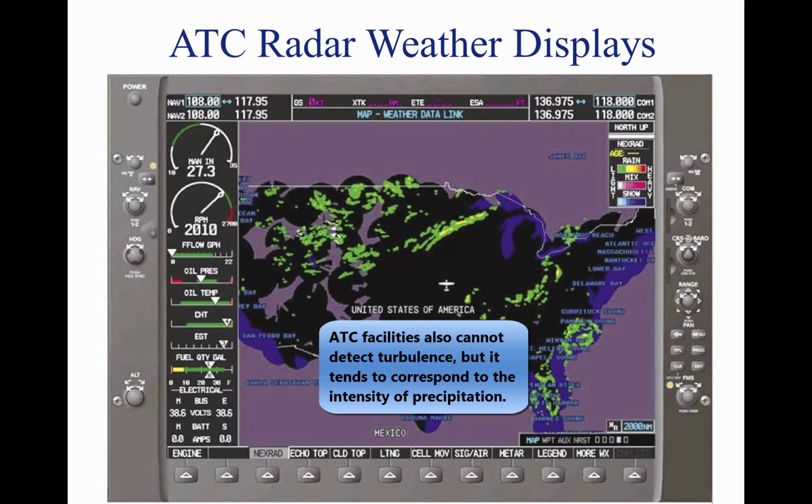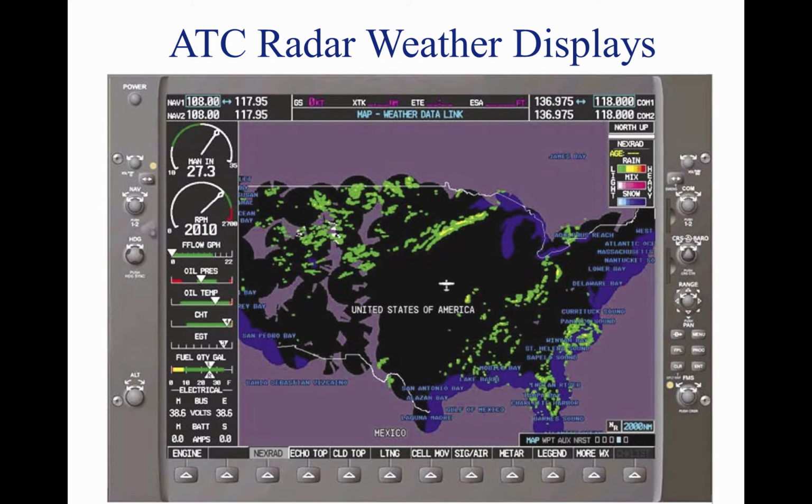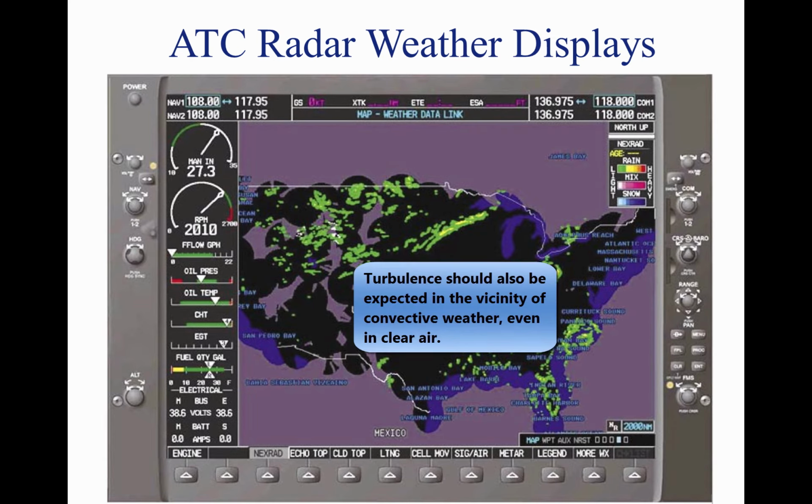Generally, turbulence can be expected to occur as the rate of rainfall or intensity of precipitation increases. Turbulence associated with greater rates of rainfall precipitation will normally be more severe than any associated with lesser rates of rainfall precipitation. Turbulence should be expected to occur near convective activity, even in clear air.